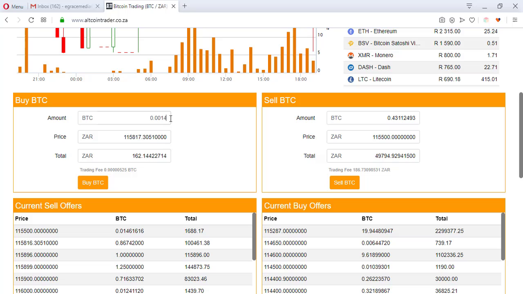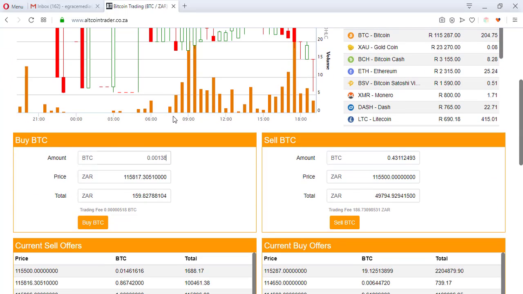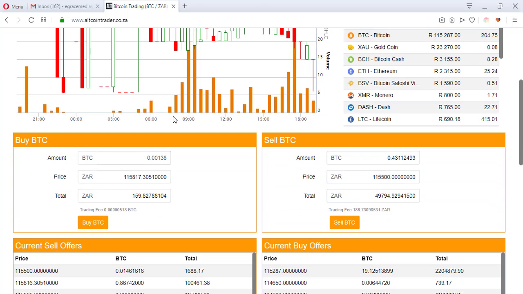Okay, let me put 4. Okay, so I'm gonna put 3 and 5. So here I'm gonna put 3 and 7. Okay, 3 8 3 9. Okay, so it's actually exceeded the amount that I have, so I'm gonna put 3 8 7. It's actually exceeded, so I'm just gonna put 3 8 2. Right, so pretty much I can buy this amount of Bitcoin for 160 Rand, right?